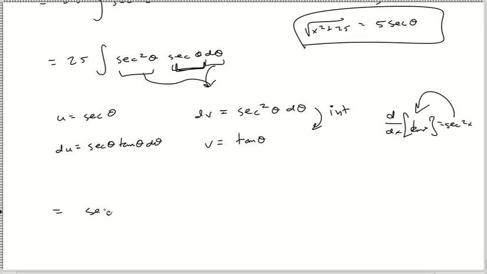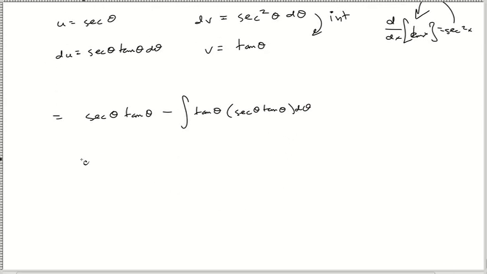So I got my secant, my tangent, minus integral of v du. And you might think that that really didn't help much. Probably not. I don't know. We're just trying stuff out here. I'm going to look ahead in my notes a little bit, and I'm seeing some craziness. I'm going to do some sine and cosine action over here.